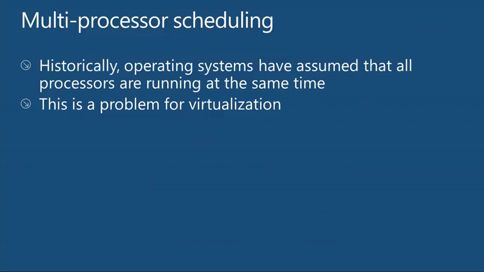Where things become really hard is when you start looking at operating system design. Operating systems have made this crazy assumption. Okay, it's completely reasonable if you're on physical hardware. They assumed that all my processors will actually be running at the same time. And so it's entirely reasonable for a piece of code running on one processor to take a dependency on code on another processor performing an operation. This becomes a big problem for virtualization and for scheduling virtual machines with large numbers of processors.